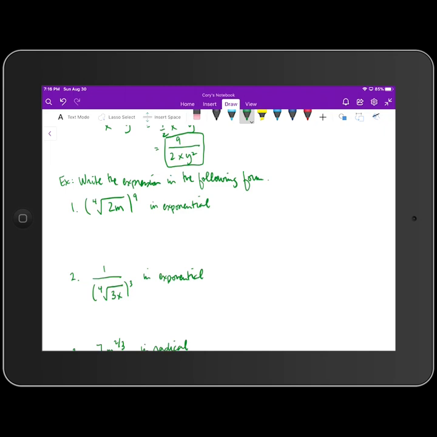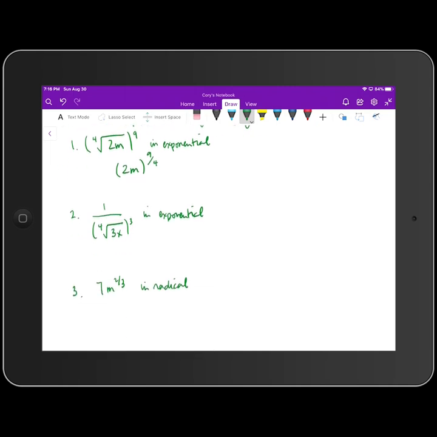So if I want to write that as an exponential, we're taking the quantity 2m. The index of our radical is going to become the denominator of the exponent. So that's going to make the denominator of the exponent 4. And then what we're raising the power to is going to become the numerator of the exponent. Okay, so that's going to become the quantity 2m raised to the 9 over 4 power.